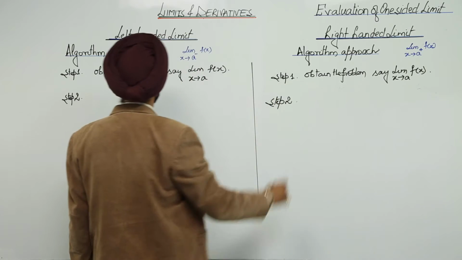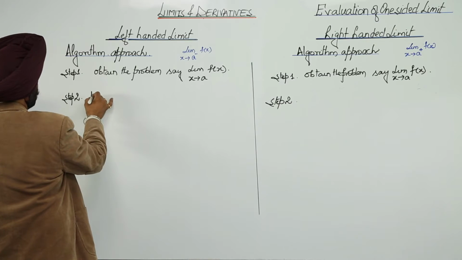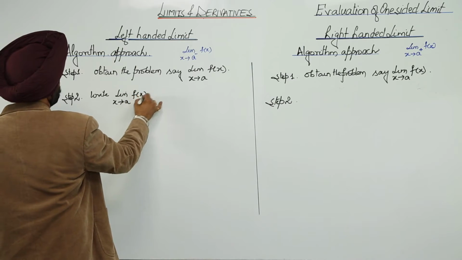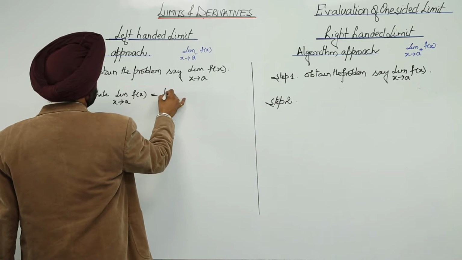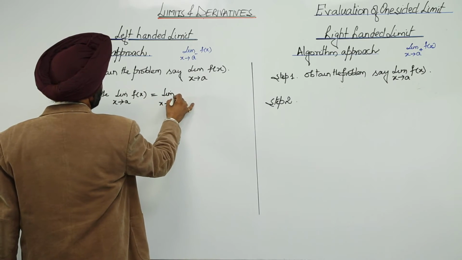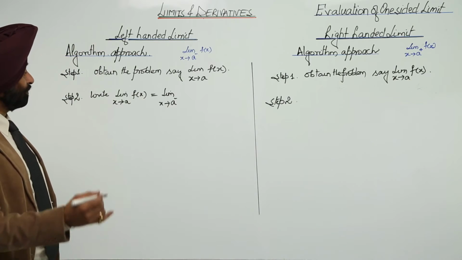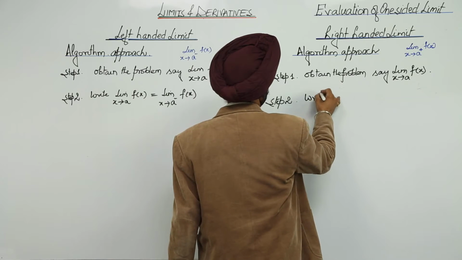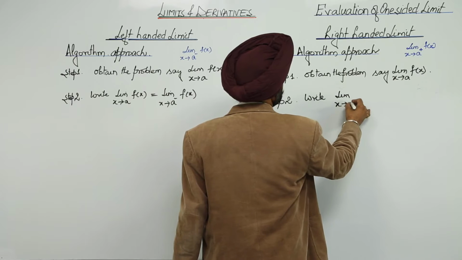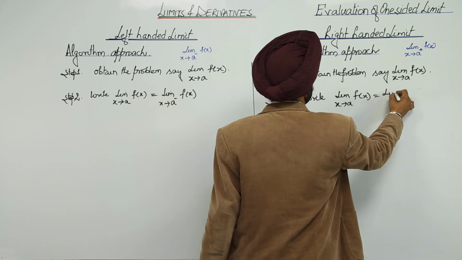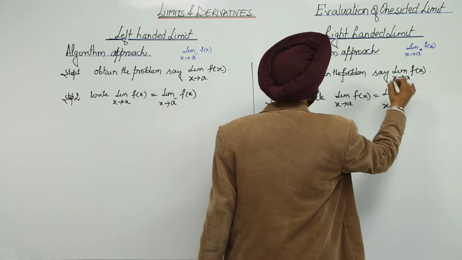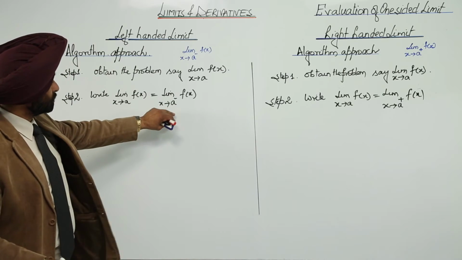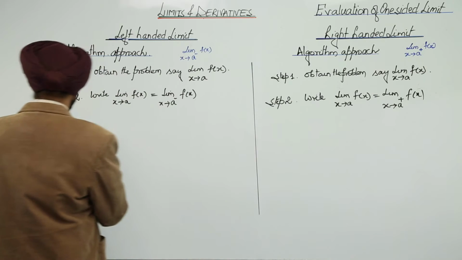Step two. Now in the left-hand limit, what are we going to write? Here we will be writing: limit x approaches a of f(x), this is the question, is equal to limit x approaches a negative, this is the left-hand limit, of f(x). Same, here we will be writing: limit x approaches a of f(x) is equal to limit x approaches a positive, the right-hand limit, of f(x). Now, writing both in sequence, this shows the left-hand limit, that shows the right-hand limit.